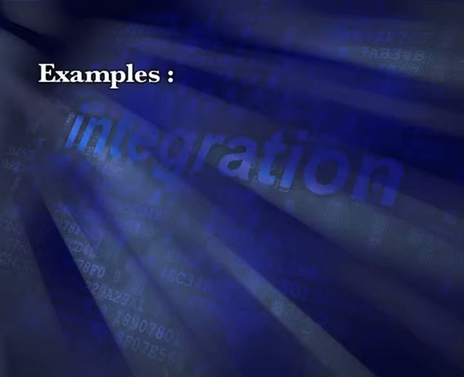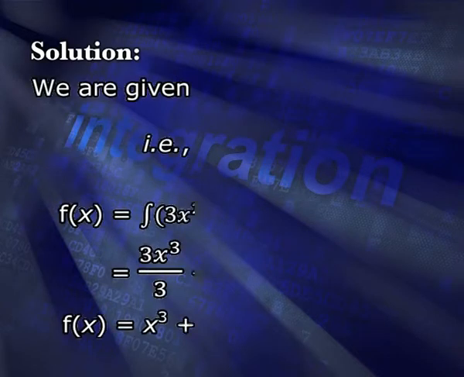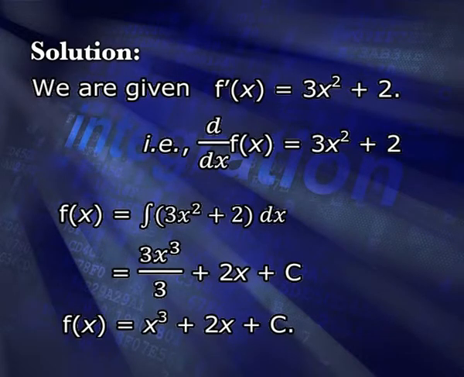Let's see another example. If f dash x is equal to 3x square plus 2 and f of 0 is equal to 0, then find f of 2. Let's see the solution. We are given f dash x equals to 3x square plus 2. That is, d by dx of f(x) will be 3x square plus 2. So that implies f of x is equal to integration of 3x square plus 2 dx, that is equal to 3x cube by 3 plus 2x plus c. So that is, function f(x) will be equal to x to the power 3 plus 2x plus c.